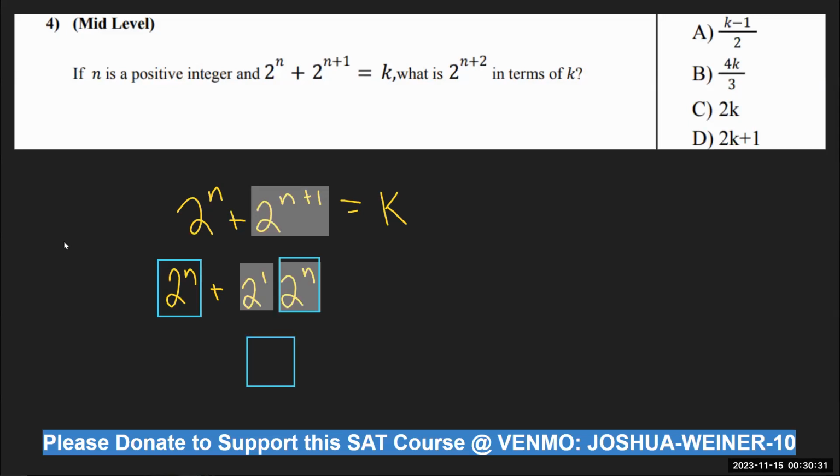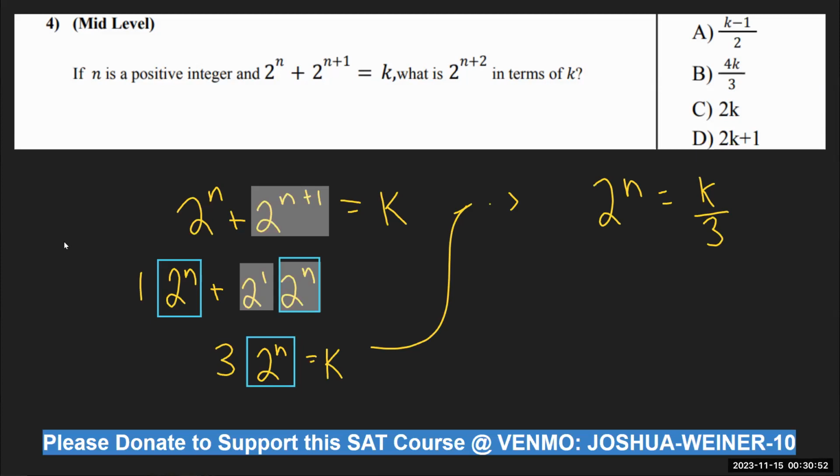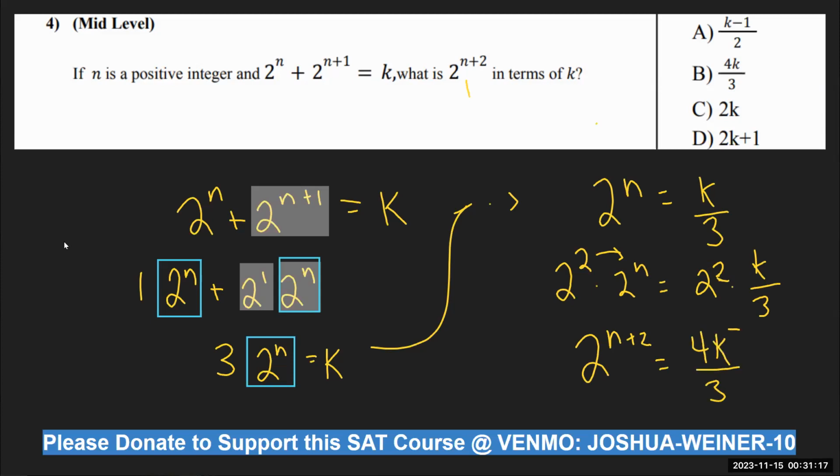So in other words, we have 3, because we have 1 here plus 2 more, we have 3 what? 2 to the n's, that's equal to k. So that means 2 to the n equals k over 3. But we don't want 2 to the n. We want 2 to the n plus 2. So we have to do 2 squared times 2 to the n on the left, which means we have to do 2 squared times k over 3 on the right. So then add the exponents. We have 2 to the 2 plus n, or n plus 2. And that's equal to, well, 2 squared is 4, 4k upon 3. And lo and behold, the correct answer is B.